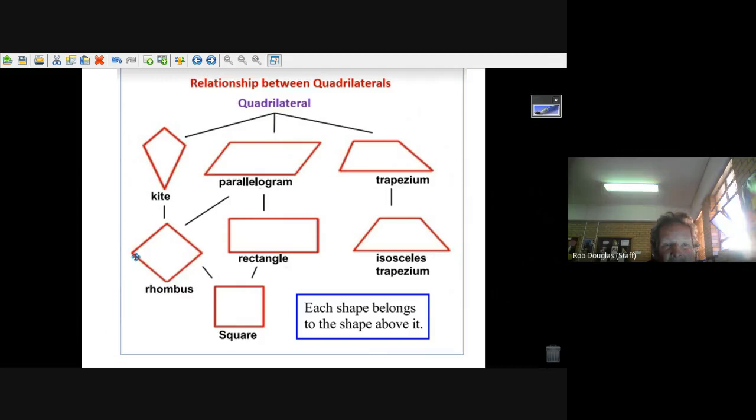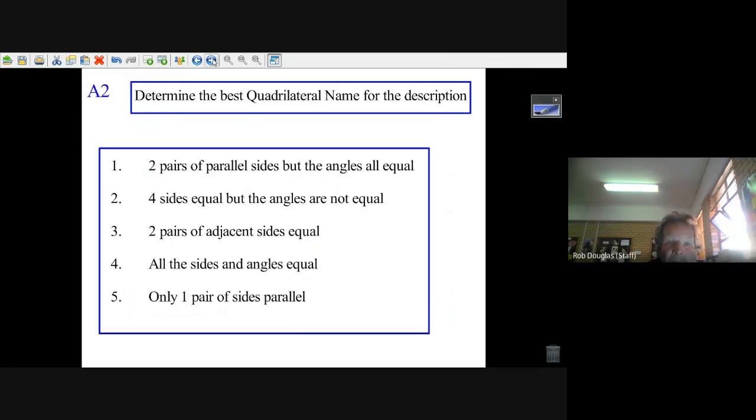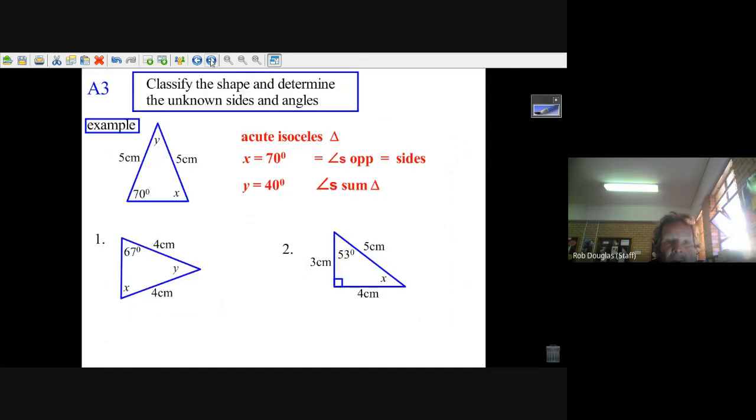A rhombus is any parallelogram where all four sides are equal. And a square is a special type of rhombus. Trapezium, one pair of parallel lines. There is a definition here describing it, but it describes one of the quadrilaterals on the other side, the best name for this description. That's the second exercise we have to do.